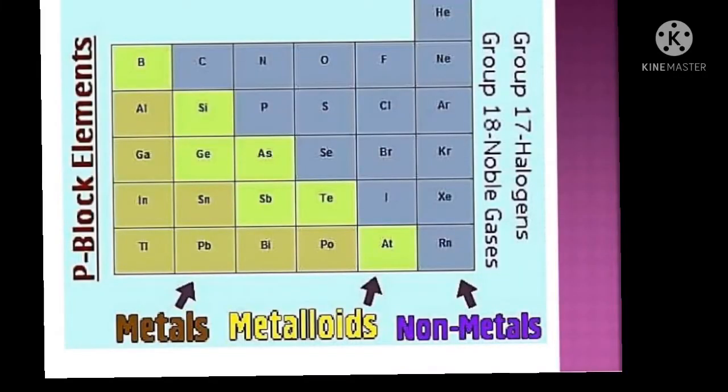In the periodic table, P block elements are the only block which includes all kinds of elements such as metals, metalloids and non-metals. The P block elements are also known as representative elements.